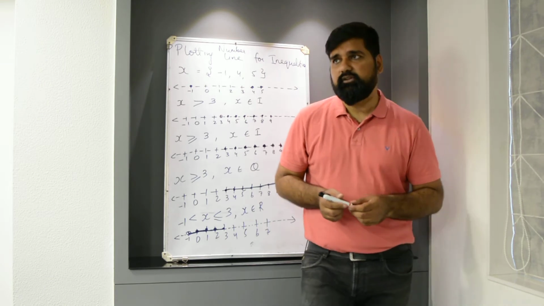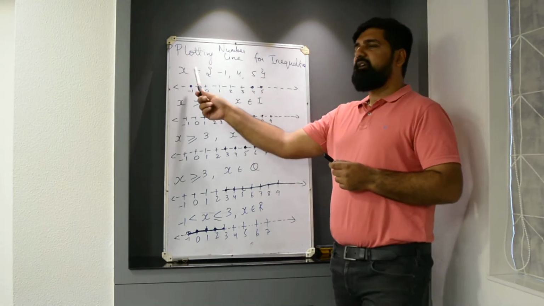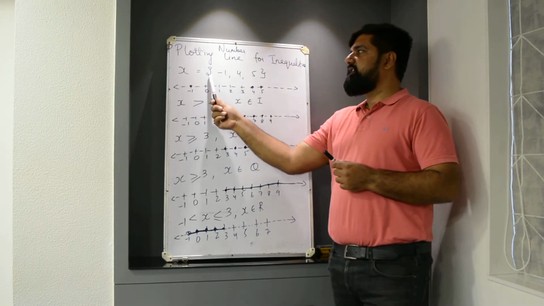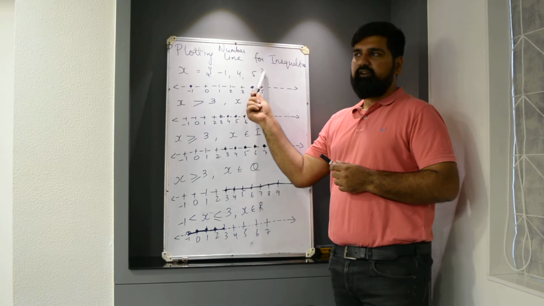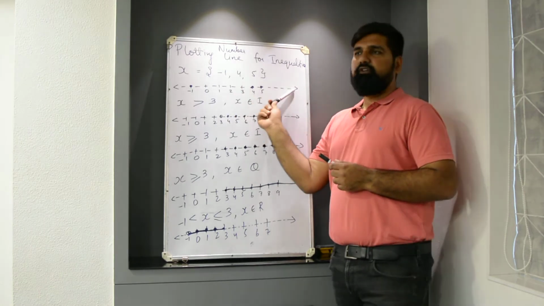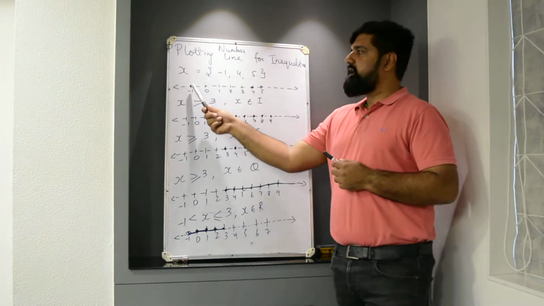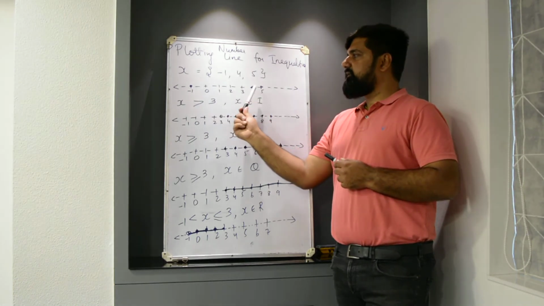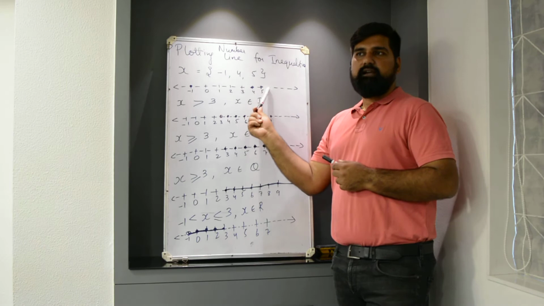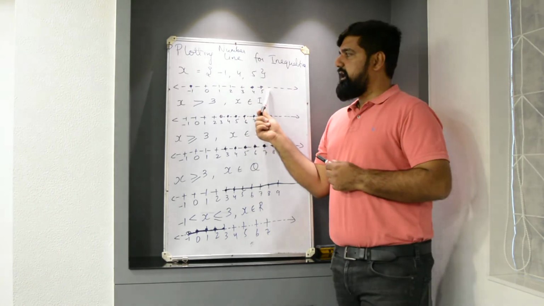How will we do it? Look over here. Suppose we have a solution set like x belongs to {-1, 4, 5}. The value of x is minus 1, 4 and 5. So we simply plot a number line and write minus 1, 4 and 5. We'll just circle these digits to highlight that these are the values of x.